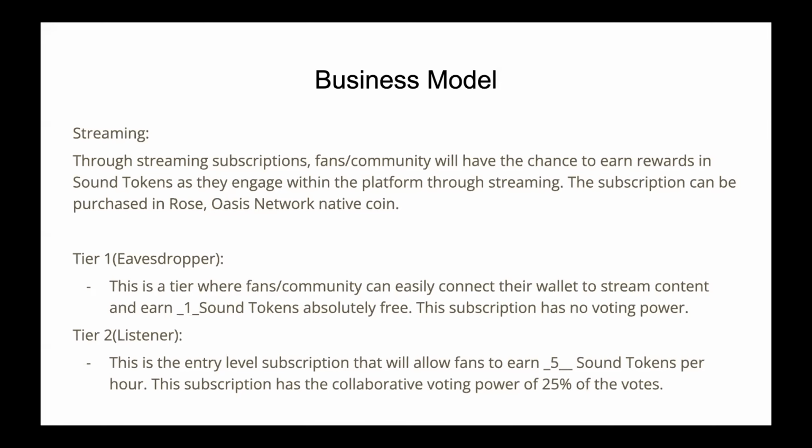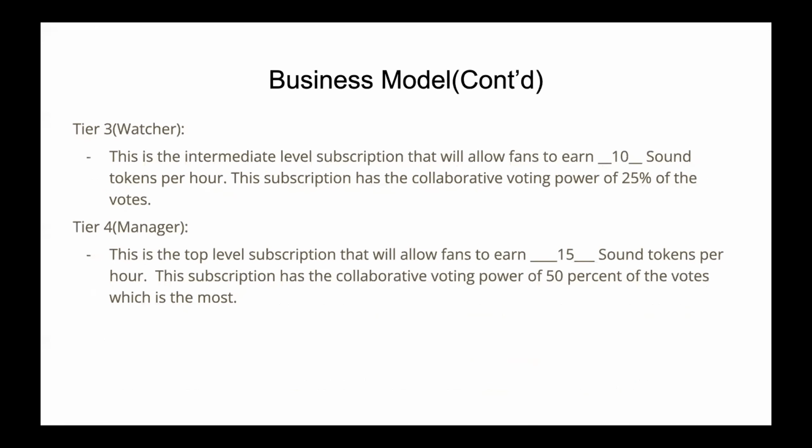The second tier is considered listeners. This is an entry-level subscription that will allow fans to earn 5 sound tokens per hour as they stream. And this subscription has a collaborative voting power of 25% of the whole votes when we're voting on different aspects of the roadmap. The third tier will be considered watchers. This is the intermediate level subscription that will allow fans to earn up to about 10 sound tokens per hour. The subscription also has collaborative voting power of 25%, along with the listeners, when voting.